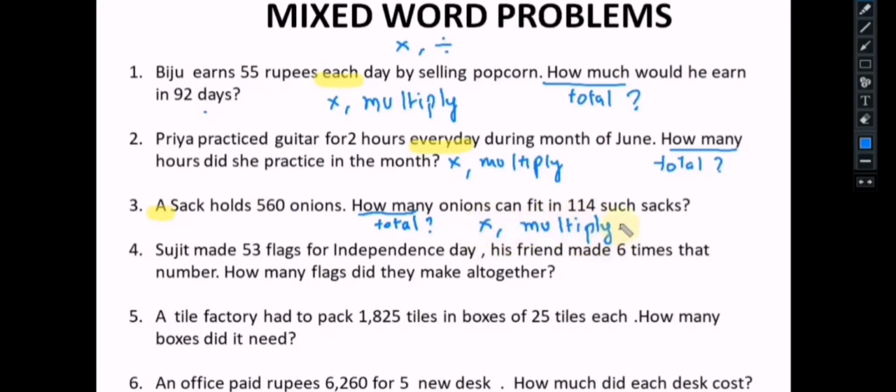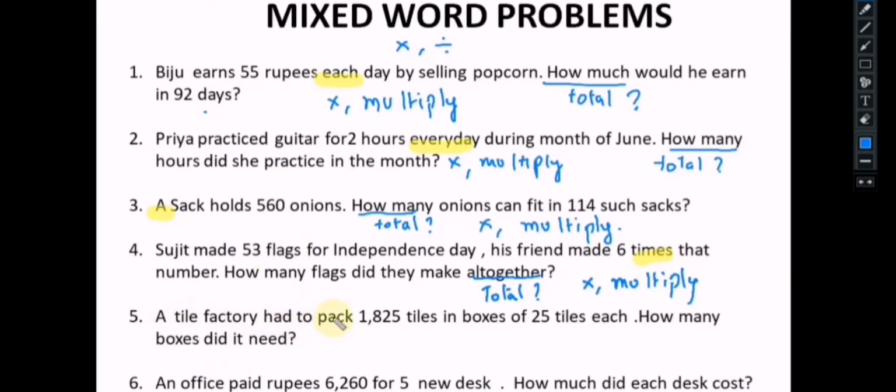Sujit made 53 flags for Independence Day. His friend made 6 times that number. So times here indicates multiplication. If you have the word times, it means it is multiplication. How many flags did they make altogether? So this altogether means you are going to calculate the total. You don't know the total number of flags. So when you have the word times and you don't know the total, you are going to multiply them to find the answer. That is 6 into 53.